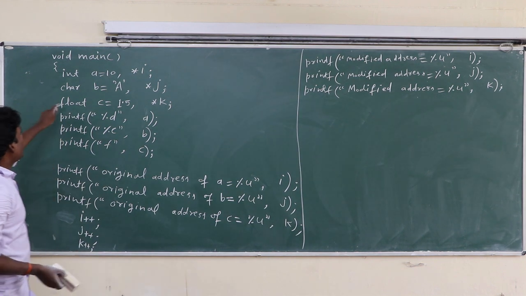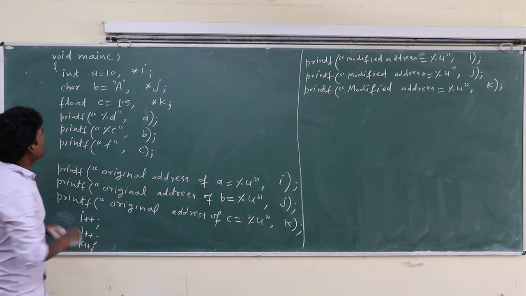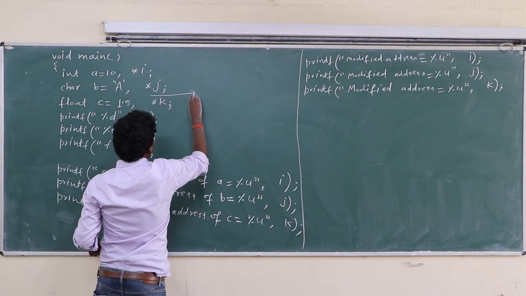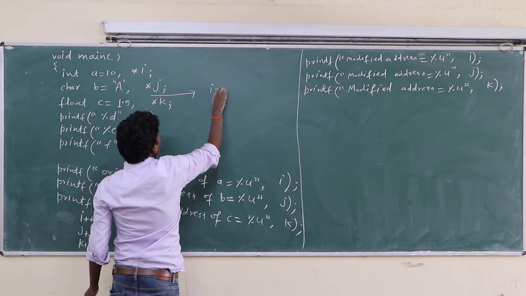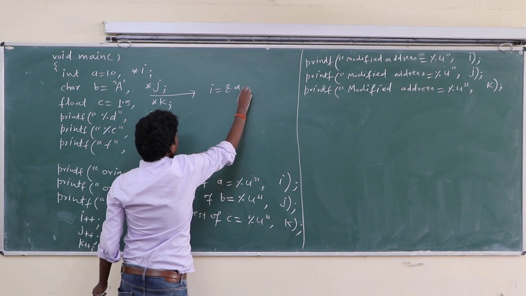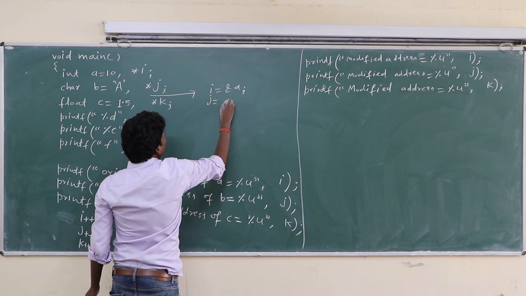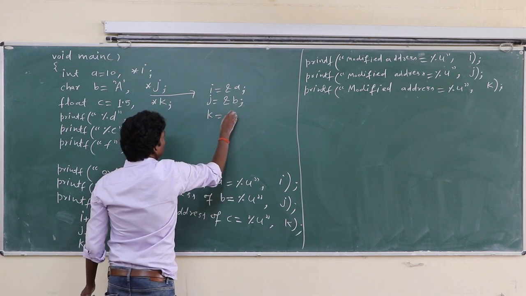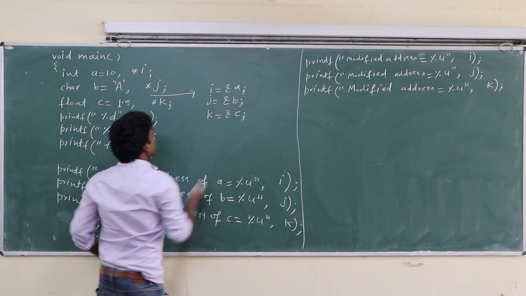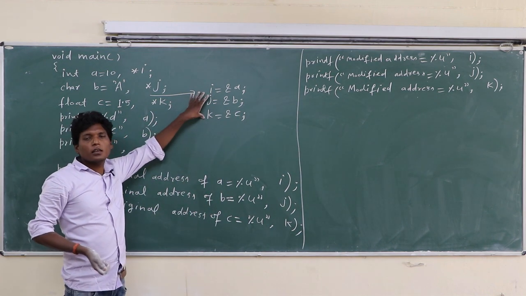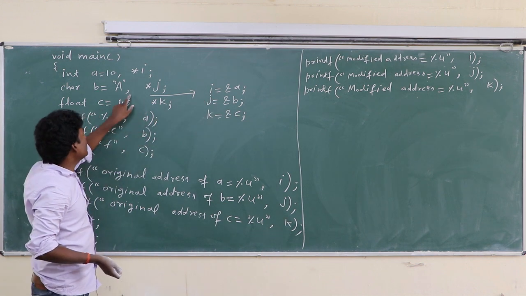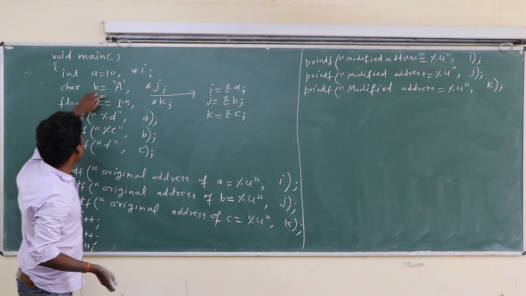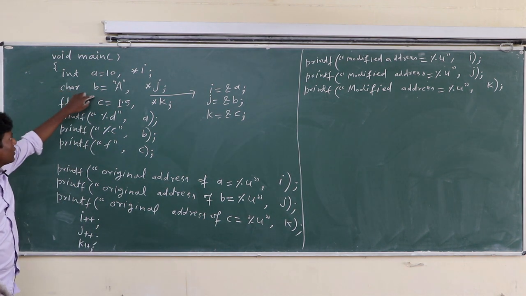Class, here we have to write, we forgot to write here. Here we have to write i equal to address of a, j equal to address of b, k equal to address of c. Basically, these statements should be there. We forgot about it, so write this after here, class.